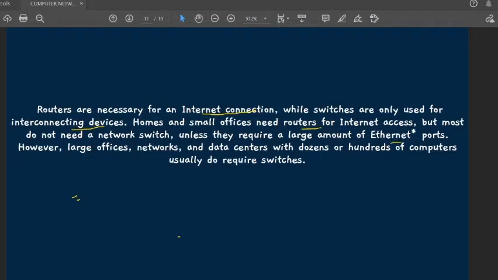Now, what are Ethernet ports? We already know that in a PC we have one Ethernet port. But if we want more than one Ethernet port, what do we need to buy? We will buy a switch. Okay, a switch for computer networks. However, large office networks and data centers with dozens or hundreds of computers usually do require switches. So now we know the difference between routers and switches.